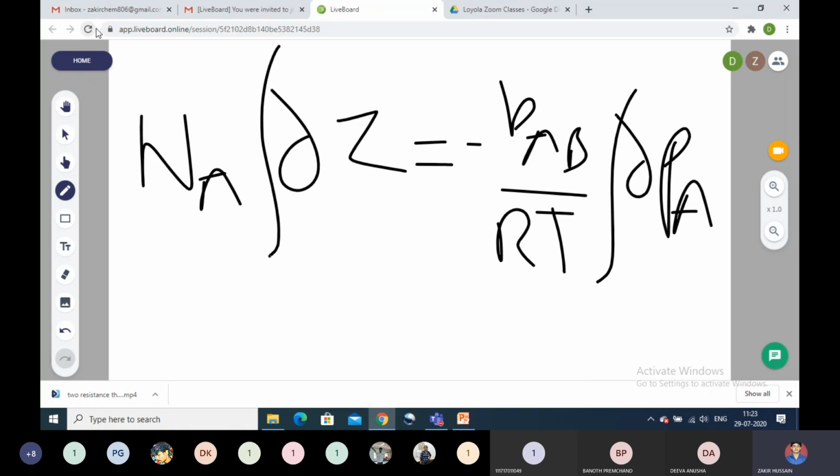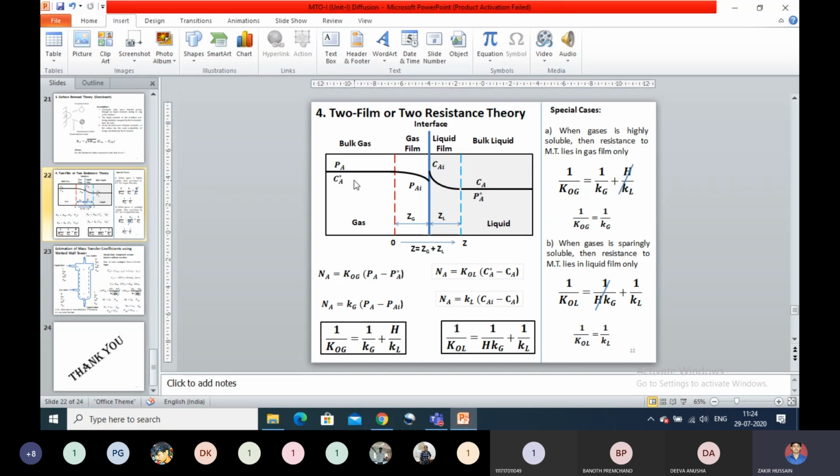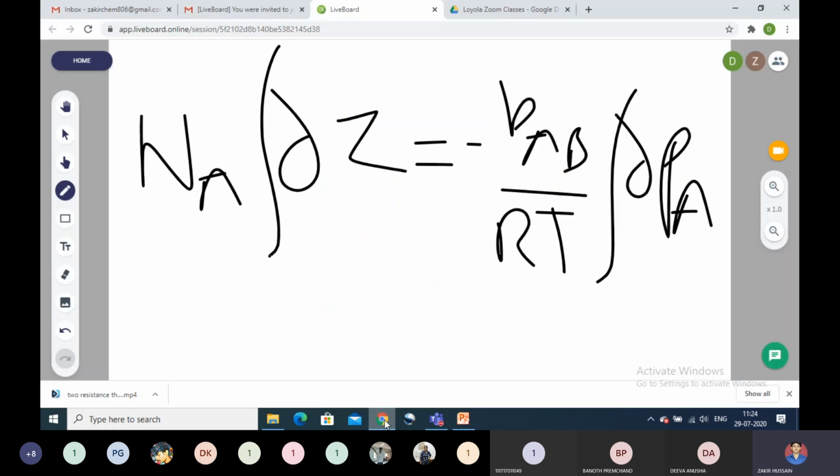So we are now writing for the individual gas phase, and we have to see these concentrations for the single phase. When Z is equal to 0, the concentration is PA. When Z is equal to some Z, the concentration is some PAI. The same thing we apply here.